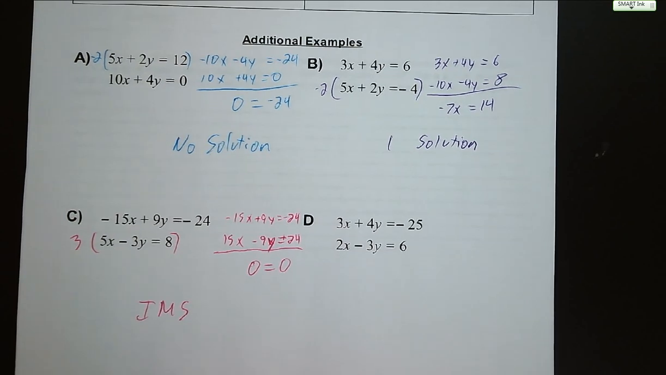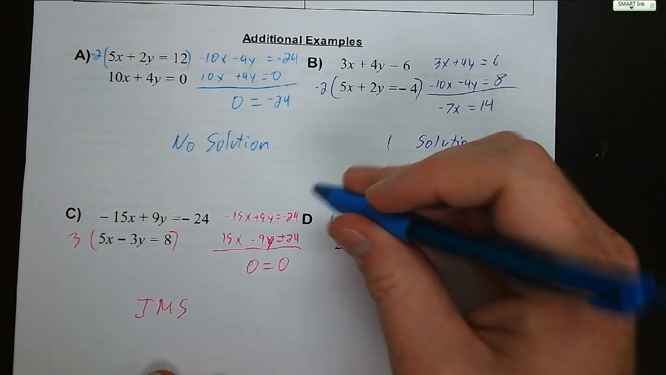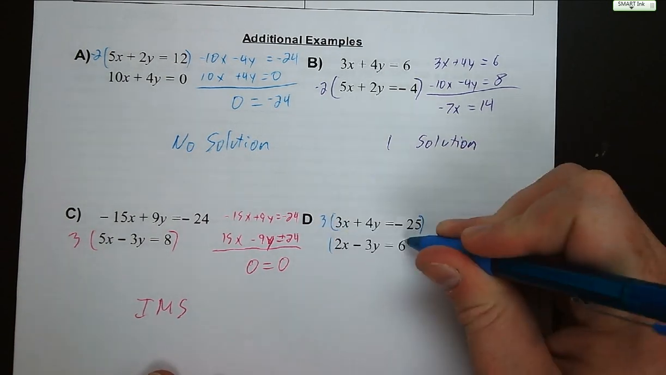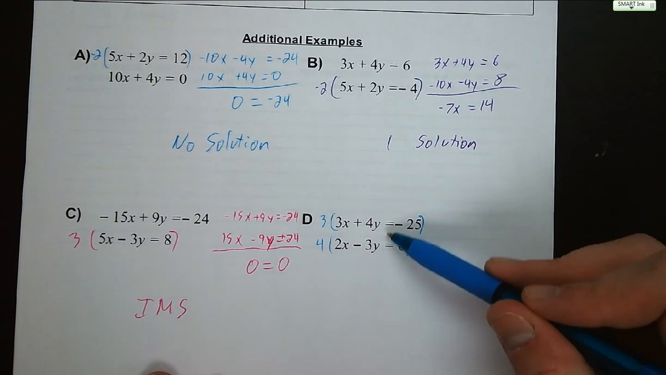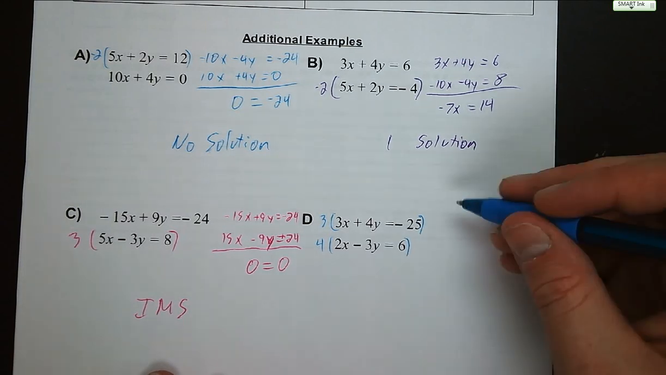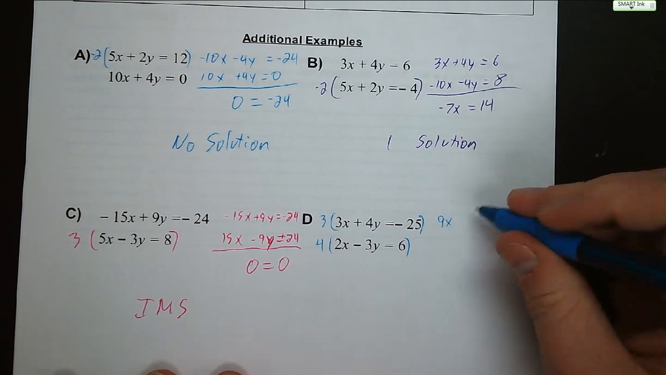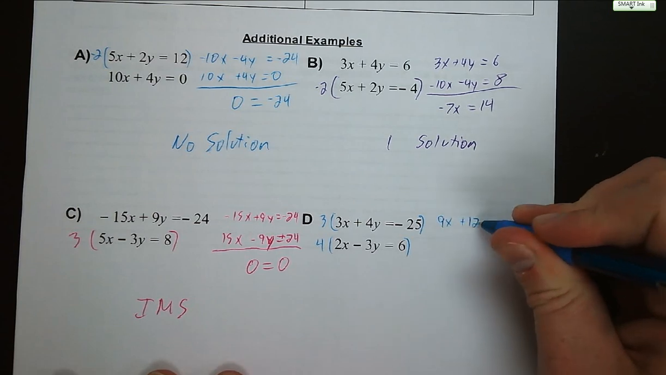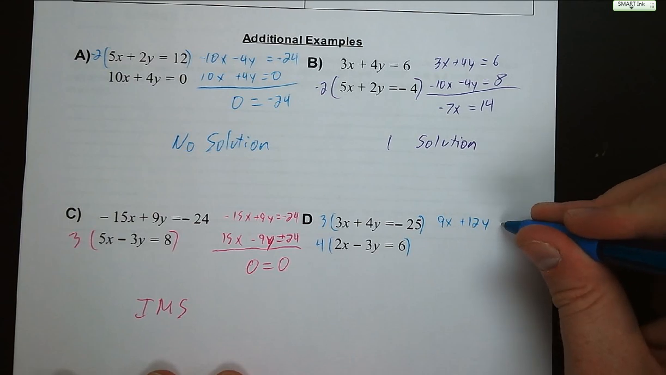Letter D, I want you guys to try on your own. Tell me how many solutions we're going to get. So we multiply our top equation by 3 and our bottom equation by 4 in order to get our y's to cancel out. So we're looking for our next multiple. 3 times 3x is 9x. 3 times 4y is 12y. 3 times negative 25 is negative 75.